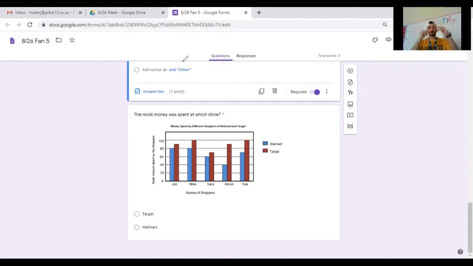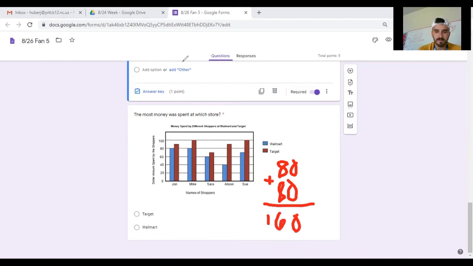That's going to be the answer. But sometimes you're going to have bars that kind of fluctuate and it doesn't work every time. So what you might want to do is, well, let me see how much money got spent at Walmart and let me see how much money got spent at Target. That's going to help you in the long run because you'll have to do that more often than the easy way. So let's just start with Walmart. John spent $80. Mike spent $80. I'm going to go ahead and add those together. 0 plus 0 gives me 0. 8 plus 8 gives me 16.